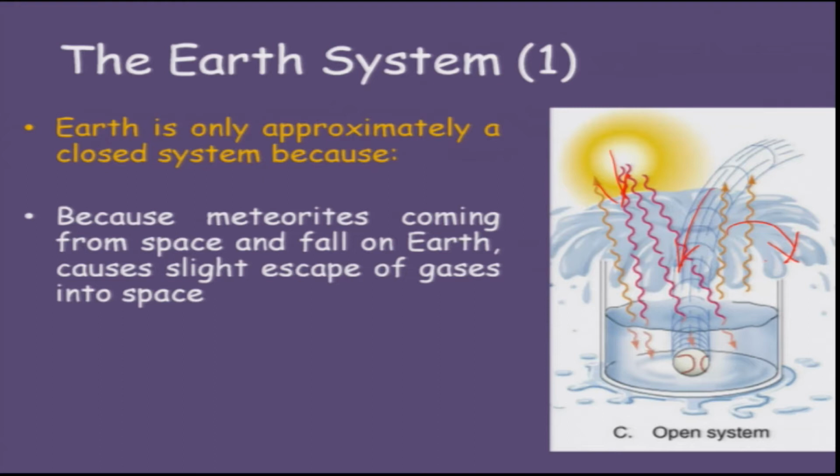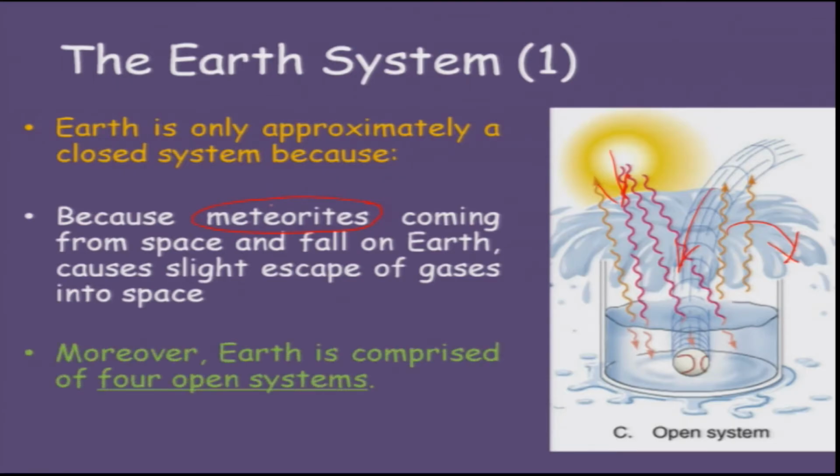So earth is only approximately a closed system. It is not a completely closed system, and the reason is the impacts of meteorites. Meteorites coming from space and falling on the earth's surface cause a slight escape of gases into space. In a closed system this would not happen. So we can say that earth is a more or less approximately closed system, but not completely closed.